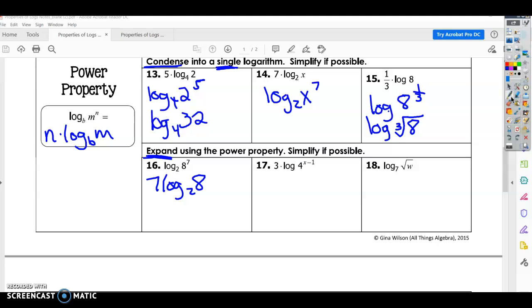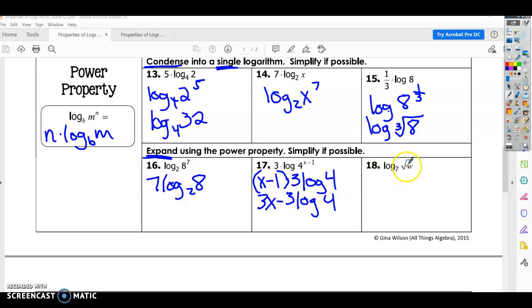All right, for number 17, it already has a number in the front, but to expand, that means we're going to bring our exponent to the front as well. So we've got x minus 1, and we already have that 3 out there, so we can say times 3, and then log base 10 again of 4. So if we want to, we can put this in parentheses because that 3 kind of would be distributed there. So it's going to be 3x minus 3 log base 4.